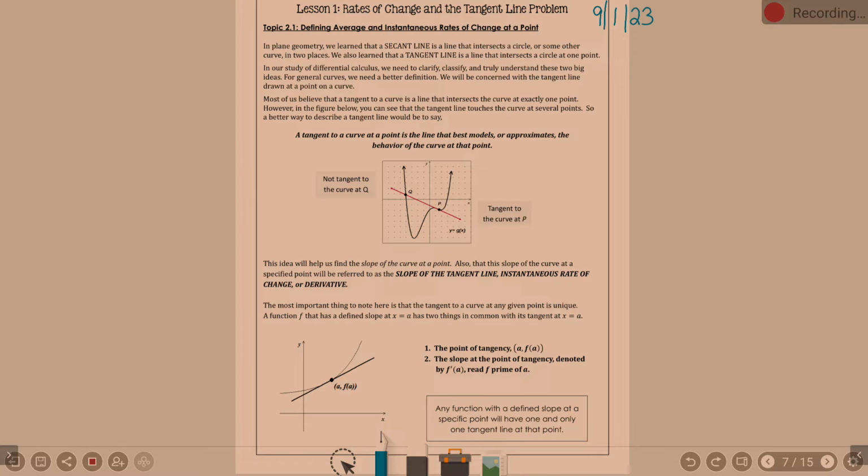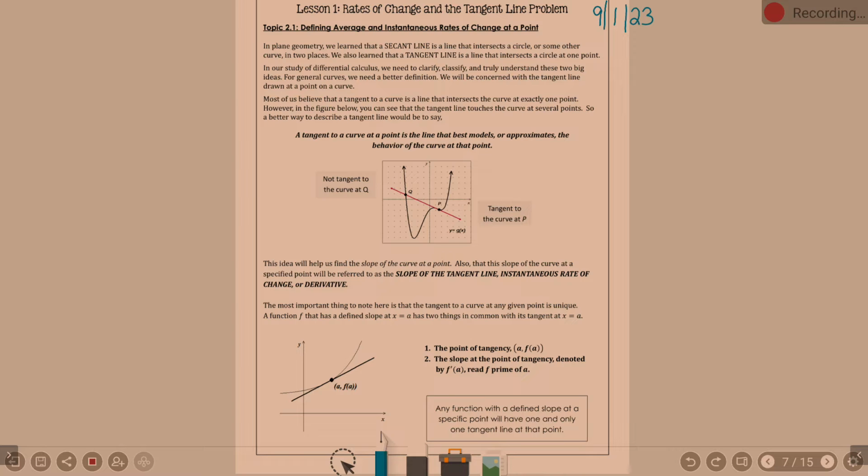So, okay, as we look through here, in plane geometry, as in flat 2D geometry, right? We learned that a secant line is a line that intersects a circle or some other curve in 2 places. We also learned that a tangent line is a line that intersects a circle at 1 point. Do you remember that vocabulary?